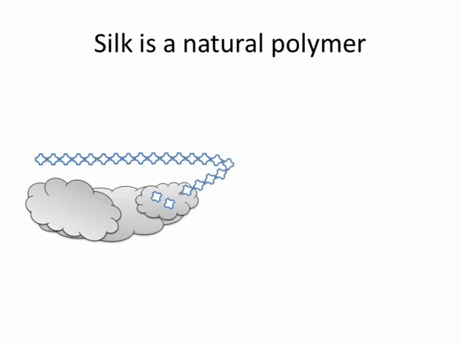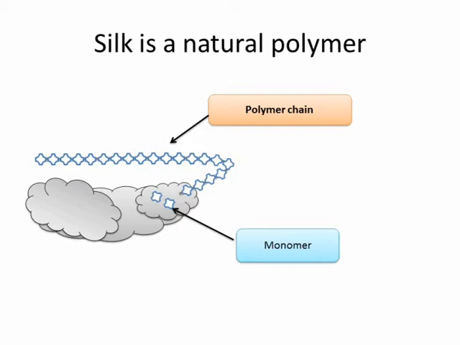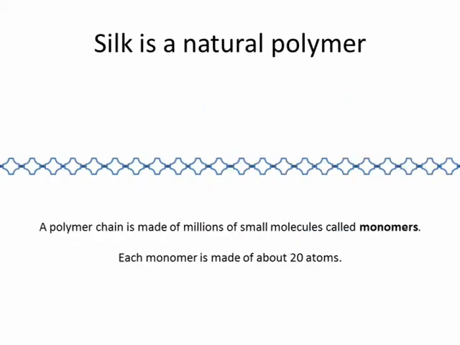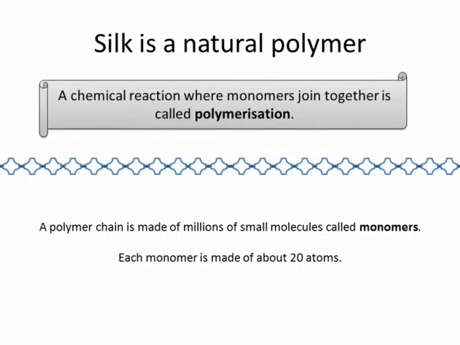So a polymer chain is made of millions and millions of monomers joined together. So a monomer is a small molecule that can join together to form a chain, and millions of monomers makes up a polymer chain. Now, the reaction to make a polymer from monomers is called polymerisation.